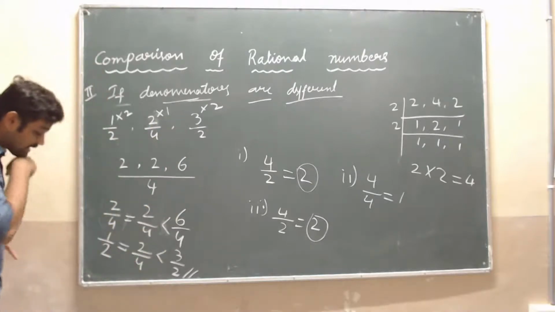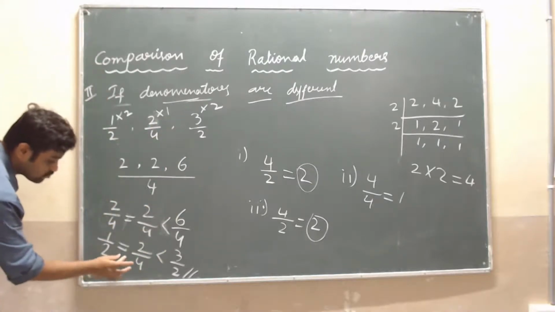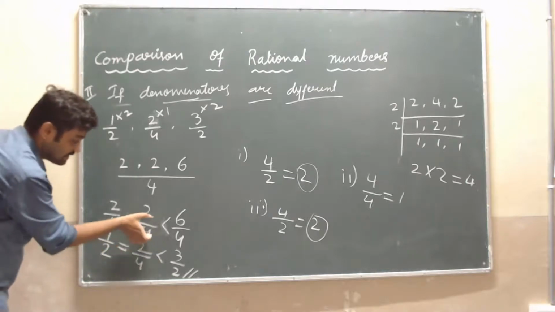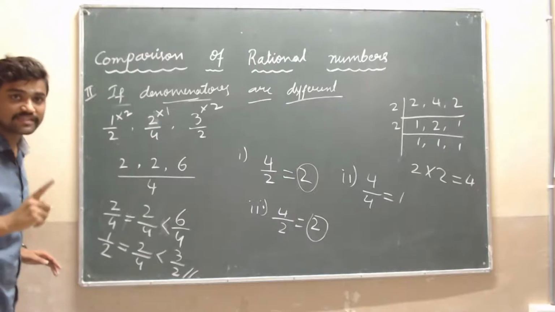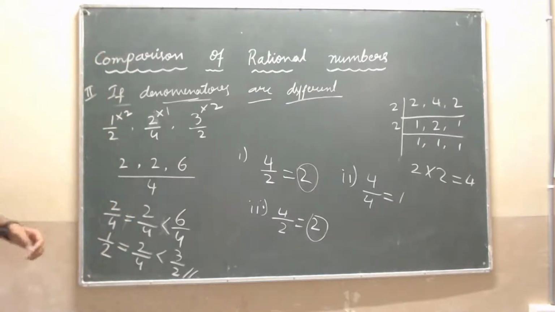So by comparison, how will we compare? 1 by 2 is equal to 2 by 4 as usual. And 2 by 4 is smaller than 3 by 2. Understood? Then I will take one more example so that you will be clear.